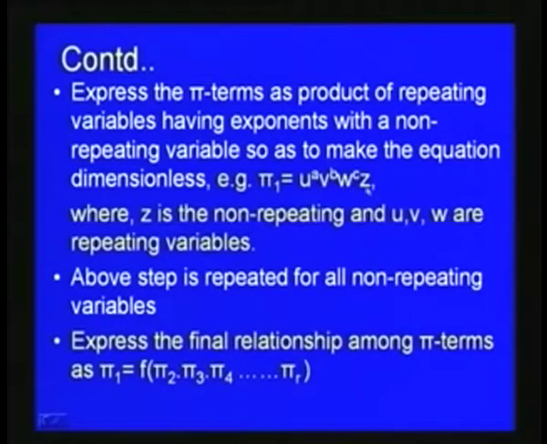Here u, v, w are the repeating variables and z is a non-repeating variable. So, we express pi 1 is equal to u to the power a, v to the power b, w to the power c into z. The next step is that the above step is repeated for all non-repeating variables. So, like this we repeat for all non-repeating variables, and finally we express the final relationship among the pi terms as pi 1 is a function of pi 2, pi 3, pi 4, etc., up to pi r if r repeating variables are there. So, finally we express the final relationship among the pi terms as pi 1 is equal to a function of pi 2, pi 3, etc.